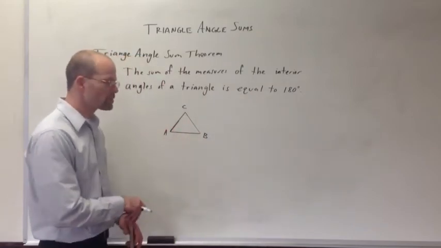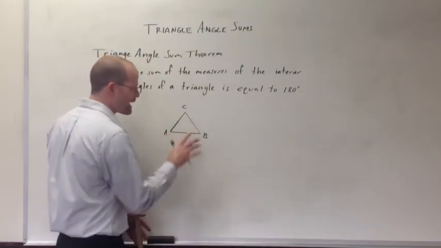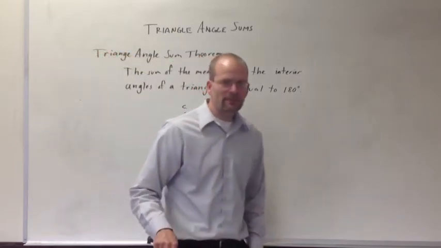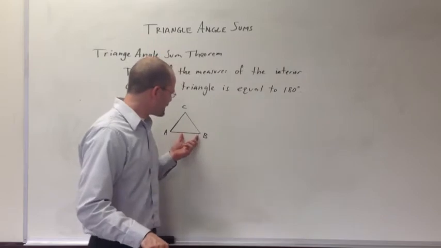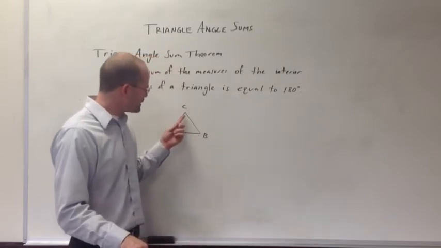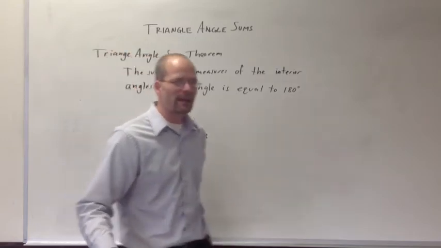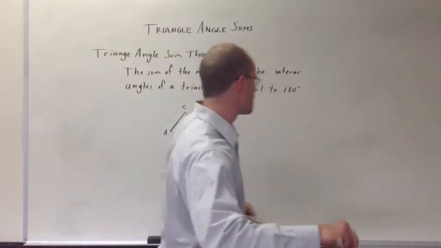I'd like to try and prove that the measures of these 3 angles add up to 180. Here's how I'll do it. In a prior section, you may have learned that with every line and a point not on the line, there is a single second line that goes through that point that's parallel to the first given line. Here's what I mean by that.